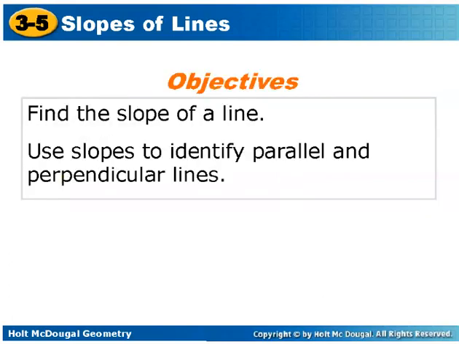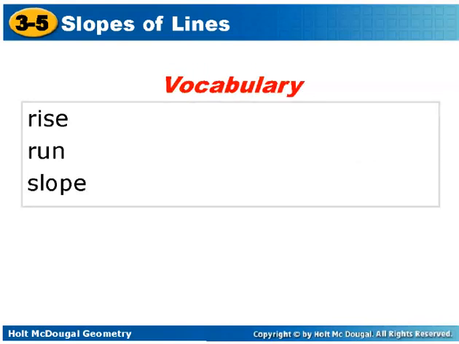Okay, so our objective for today is to be able to find the slope of a line and then use slopes that we calculate to determine whether lines are parallel or whether they're perpendicular or maybe they're neither. So some vocabulary: rise, run, and slope. So quick reminder, rise is in the vertical direction. Run is in the horizontal direction. And we'll use those two concepts to help us with calculating slope.